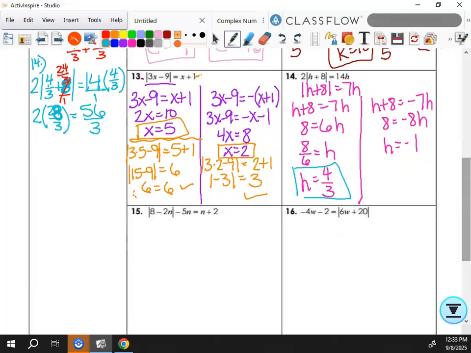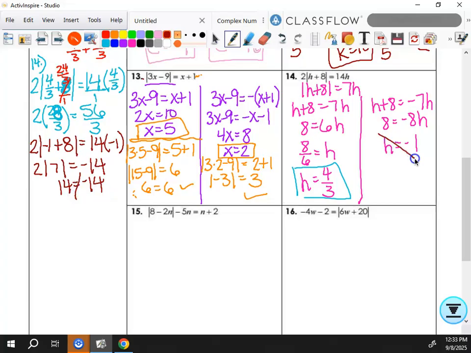Then I've got to check this negative 1. And I get 2 times the absolute value of negative 1 plus 8 equals 14 times negative 1. So this is going to be 2 times the absolute value of 7 equals negative 14. Well, that's going to be 14 equals negative 14. Is that a true statement? No. So we do not like that one. And remember, you have to substitute it back into the original one, not one that you have already manipulated. Okay.